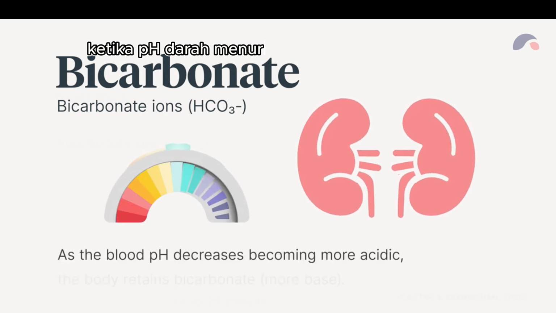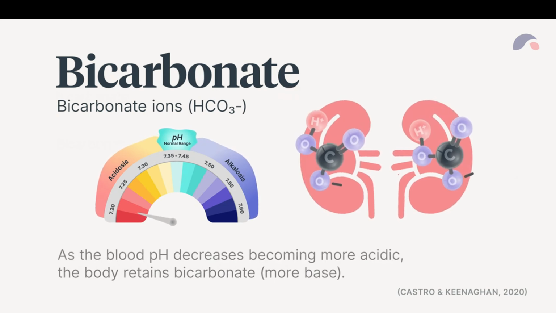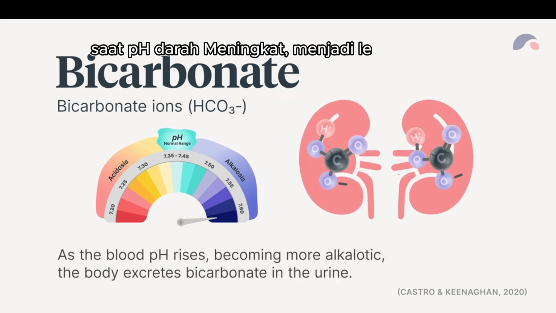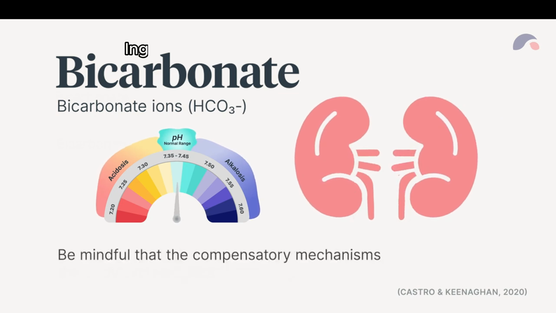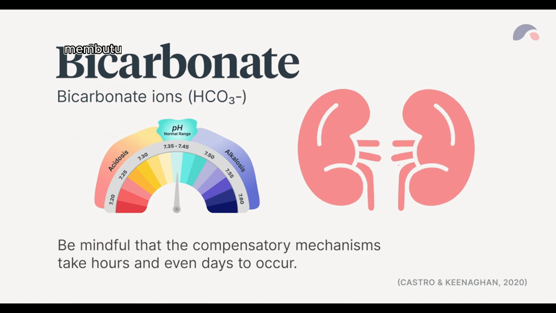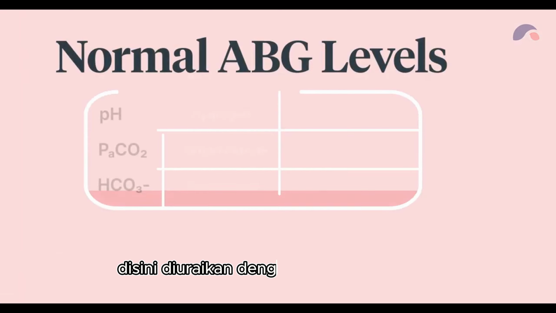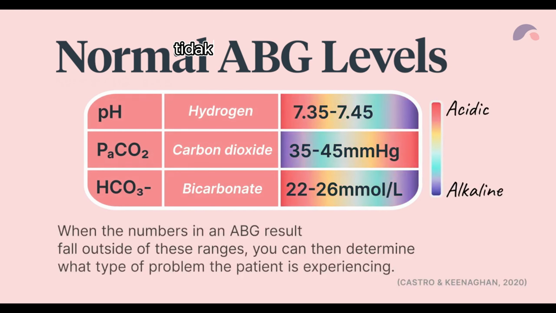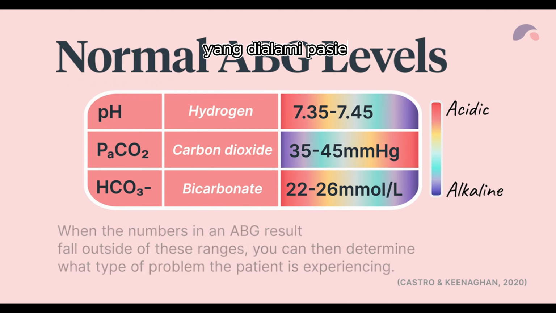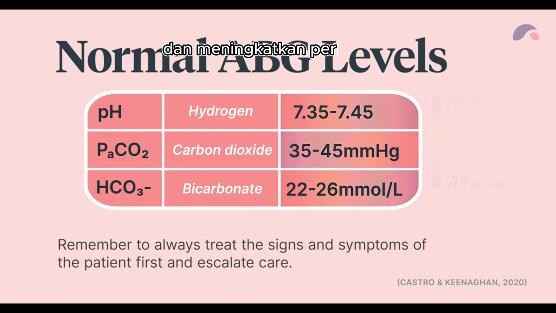As the blood pH decreases, becoming more acidic, the body retains bicarbonate, more base. As the blood pH rises, becoming more alkalotic, the body excretes bicarbonate in the urine. Be mindful that the compensatory mechanisms take hours and even days to occur. Here is a table to clearly outline the values. When the numbers in an ABG result fall outside of these ranges, you can then determine what type of problem the patient is experiencing. Remember to always treat the signs and symptoms of the patient first and escalate care.